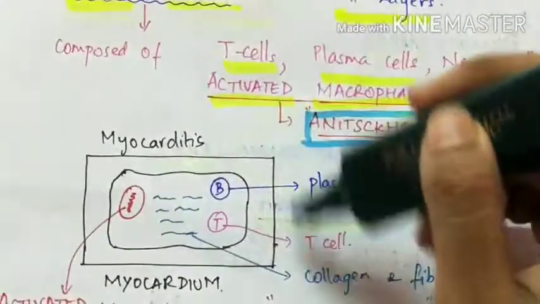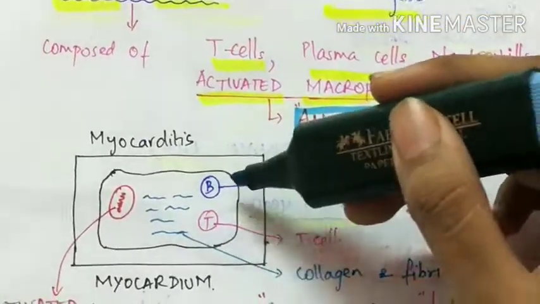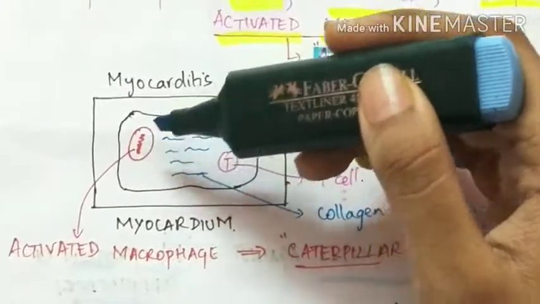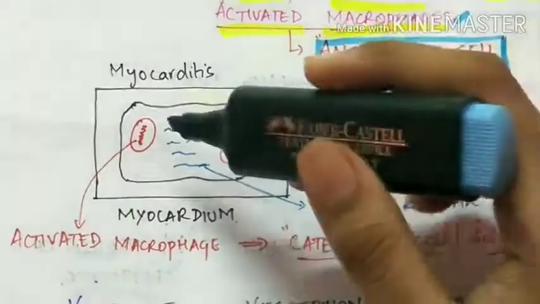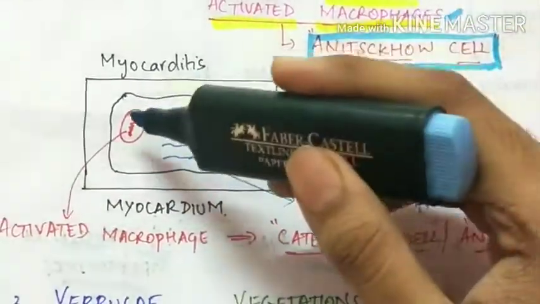This is a myocardium. The Aschoff bodies are composed of T cells, plasma cells, collagen and fibrin, and this is the activated macrophage called the Anitschkow cell. It is also called a caterpillar cell because of its appearance. It is similar to a caterpillar.